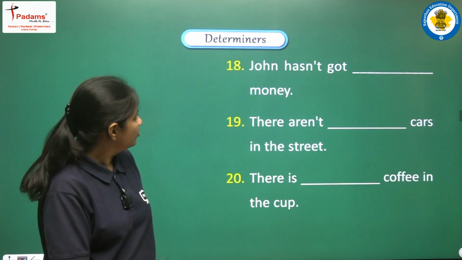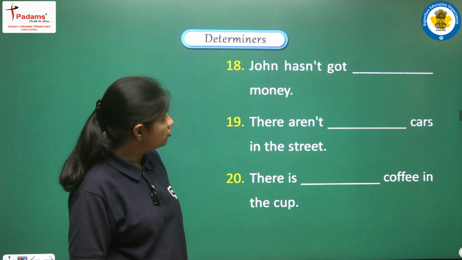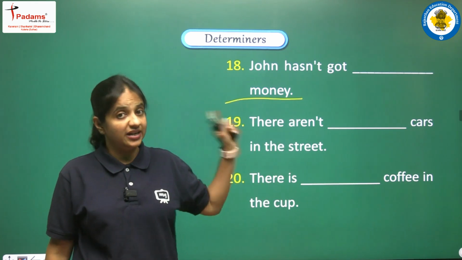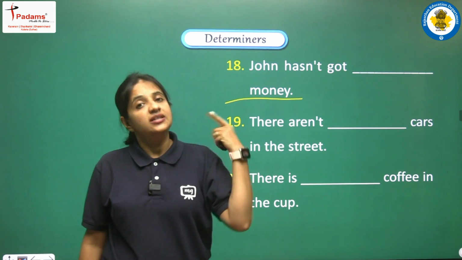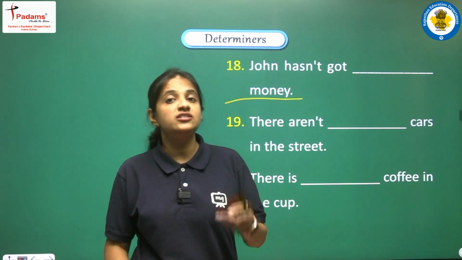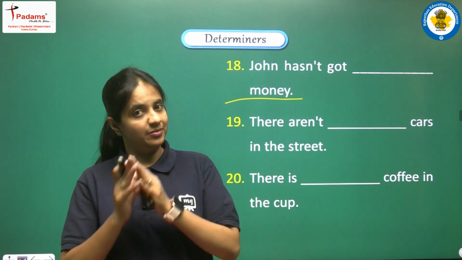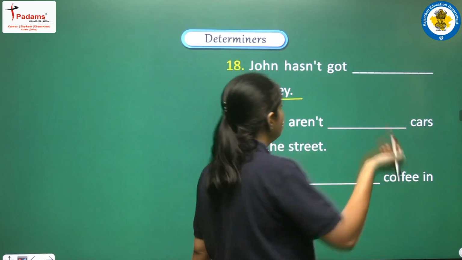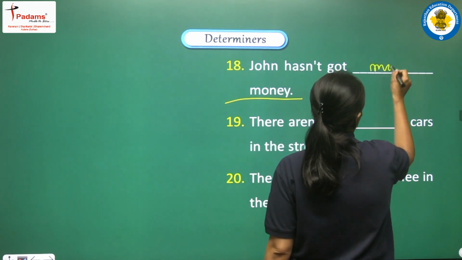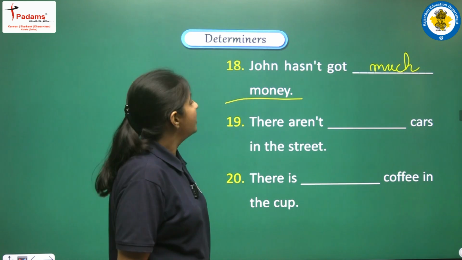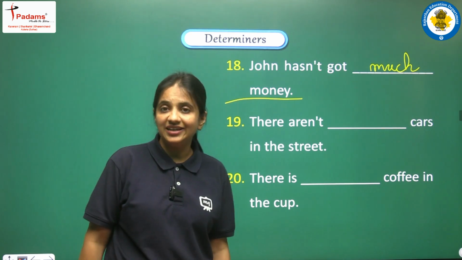Okay. Moving on, John hasn't got money. So we have discussed this word already, that money, it's an uncountable noun. Just remember this thing, students. Rupees, paise, coins, they are countable nouns, but money, it's an uncountable noun. And for uncountable noun, we are writing much here, and the complete sentence will be John hasn't got much money.